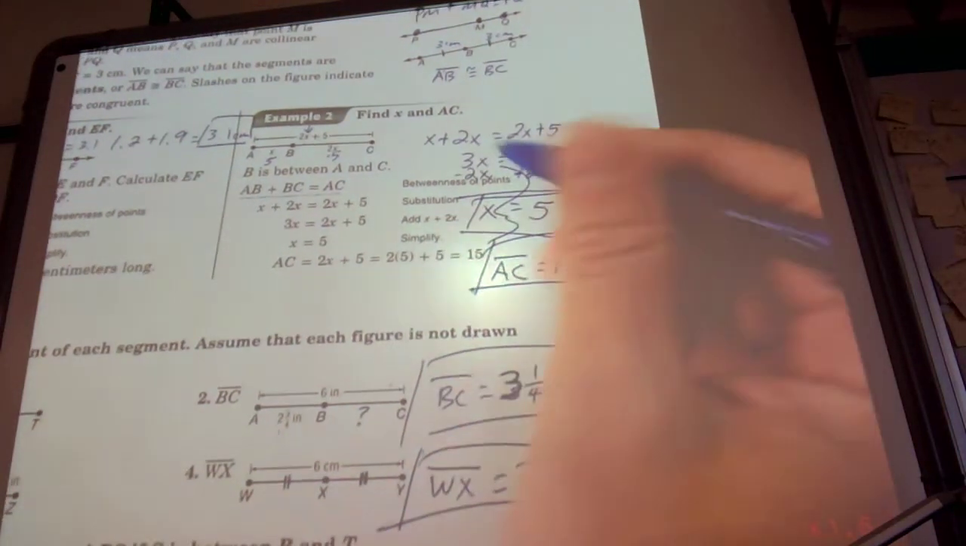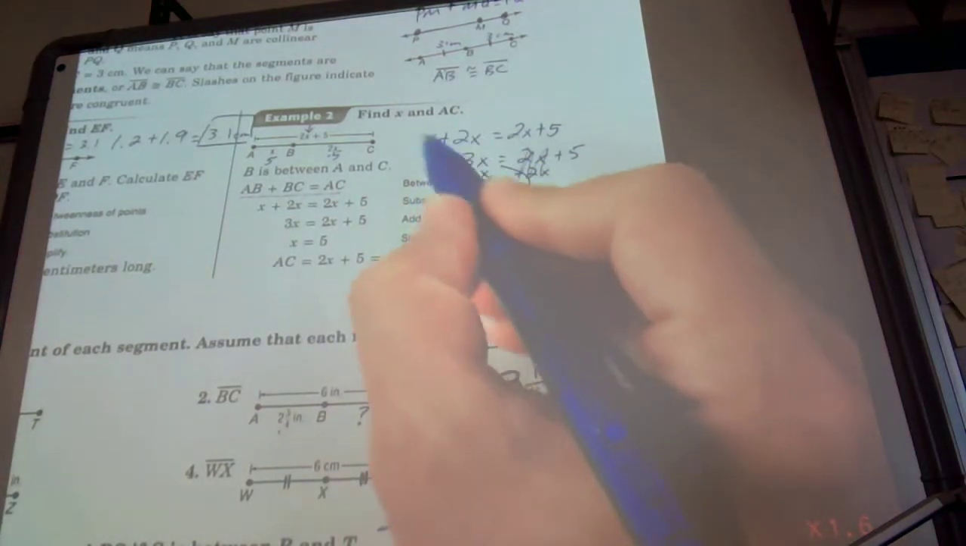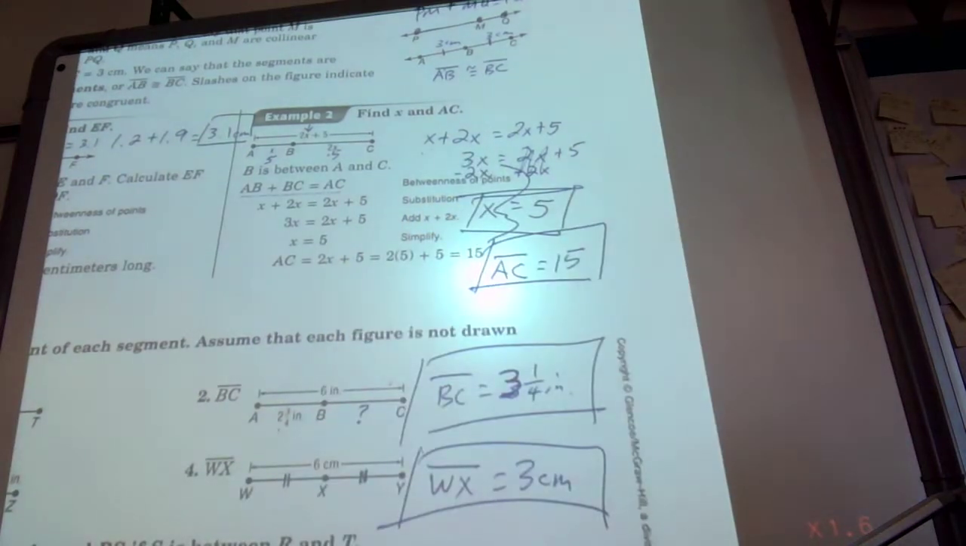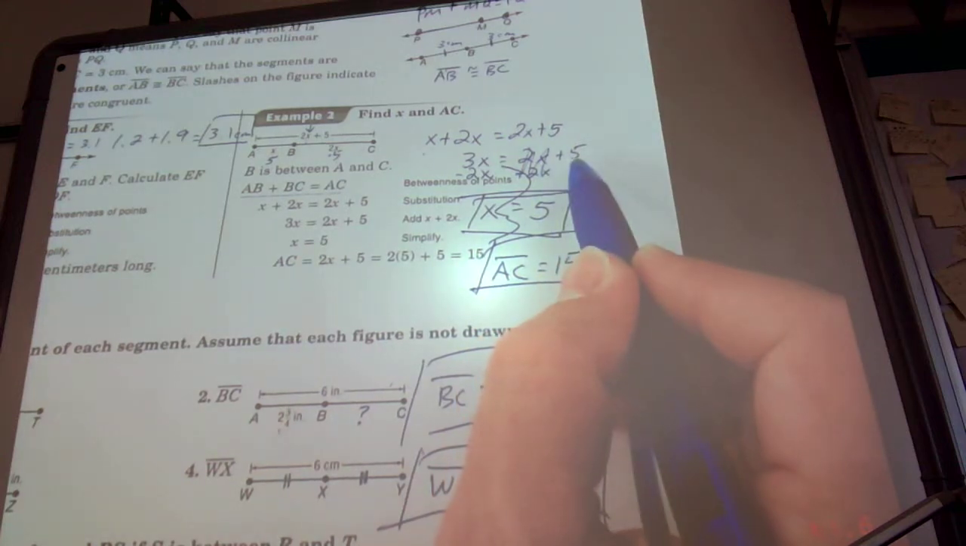Probably pretty good at algebra. You'll be fine. So remember, first step is simplify. In this instance, I can combine these like terms. A 1X and a 2X makes a 3X. Add them together. So now I'm here. 3X equals 2X plus 5.